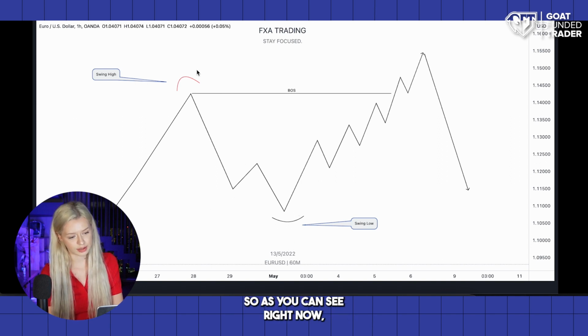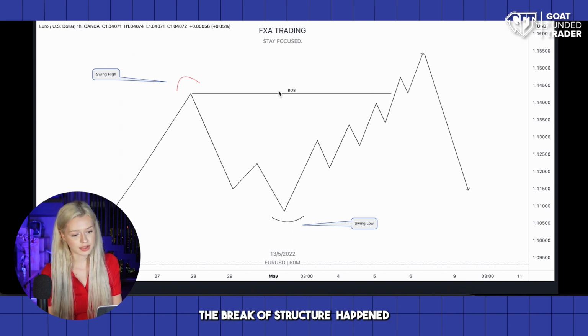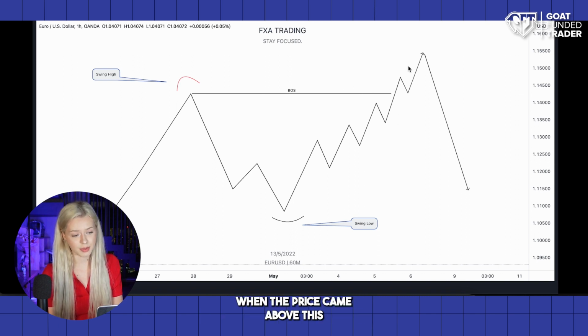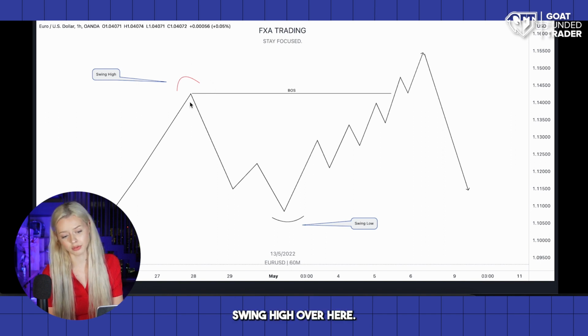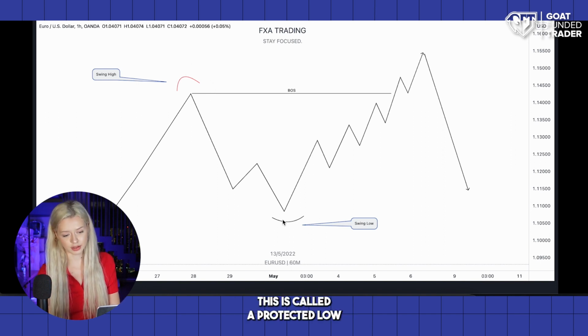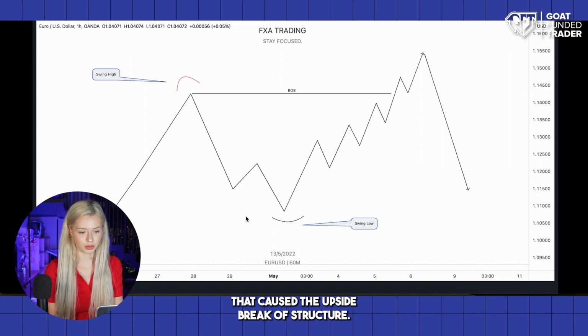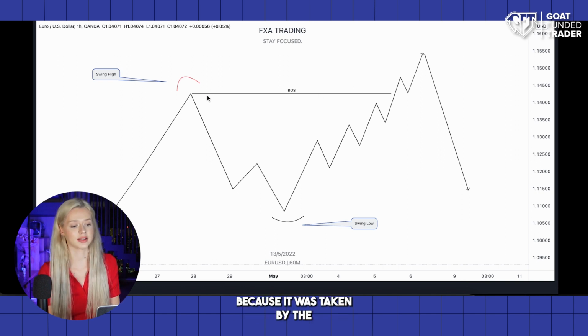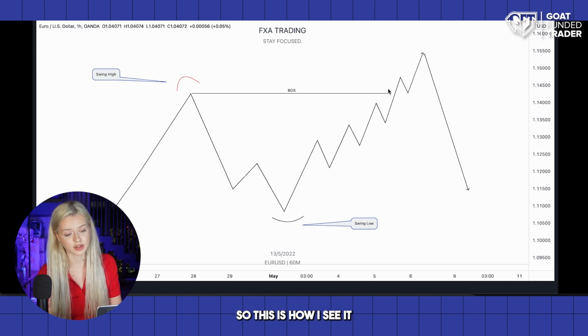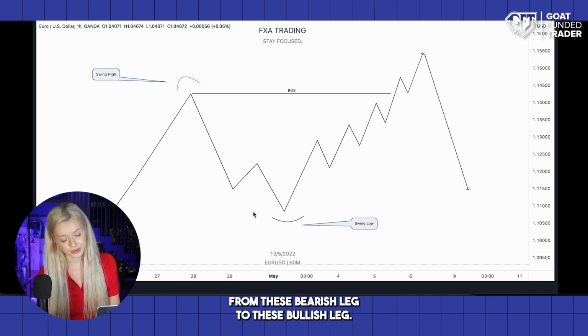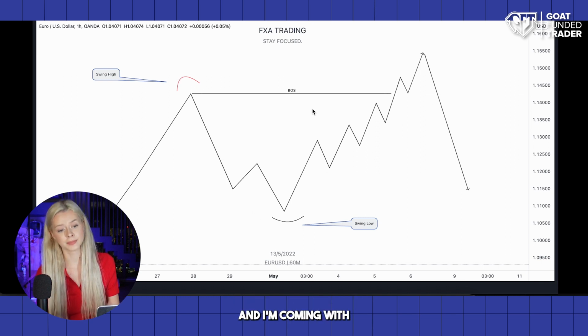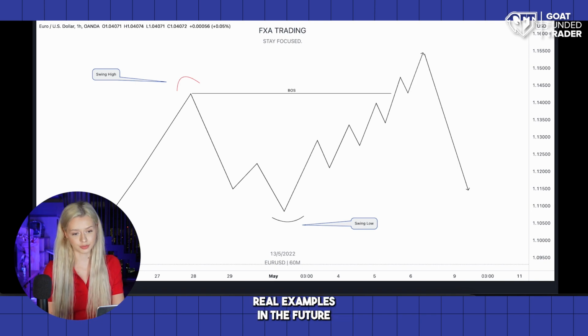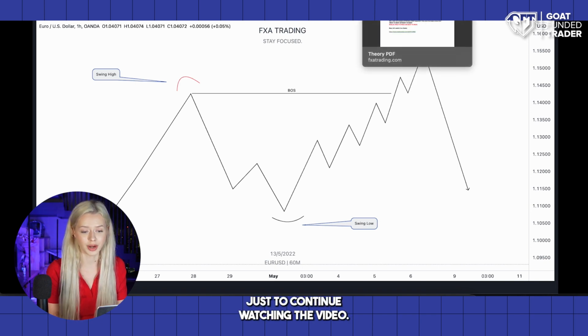So as you can see right now, we had this bearish leg over here and the bullish leg over here. The break of structure happened when the price came above this swing high over here. This is called a protected low because this is the one that caused the upside break of structure. This is a weak high because it was taken by the break of structure. So this is how I see it, from this bearish leg to this bullish leg, and I'm coming with real examples in the future. Just continue watching the video.